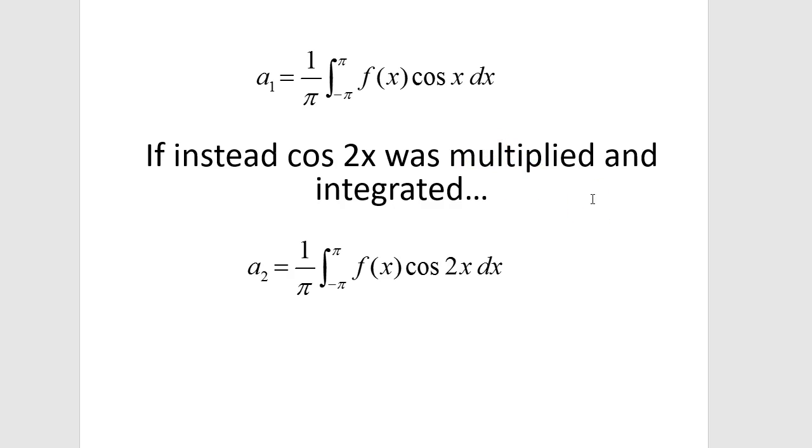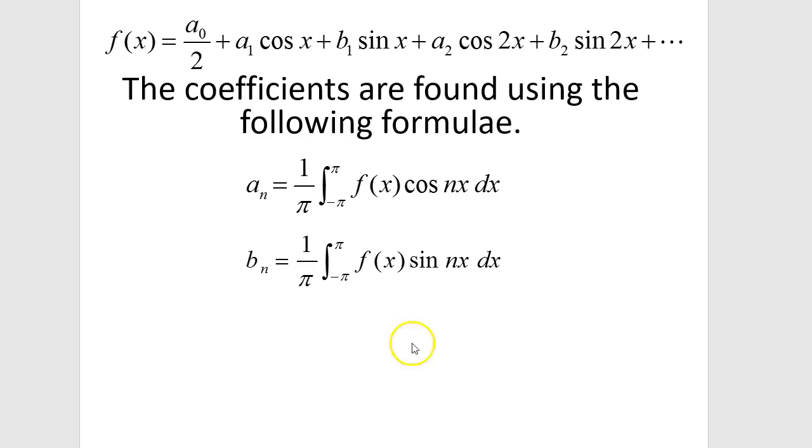Now, if we did this process with cosine 2x being multiplied, then the identity will be this one. And if you wanted a3, of course, this would be cosine 3x. For a4, you would multiply by cosine 4x. Now, repeating this process for a and also b, we can draw the following conclusion. If you set the function f(x) as this, then we have a nice formula for finding a(n) and b(n) by these integrals.